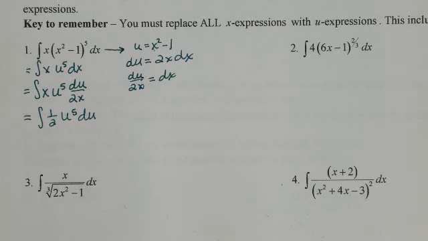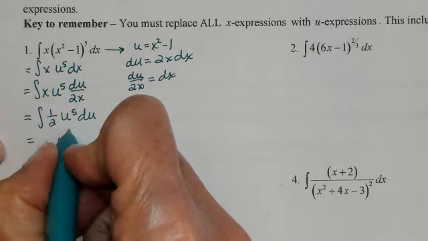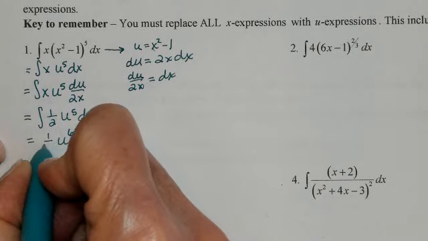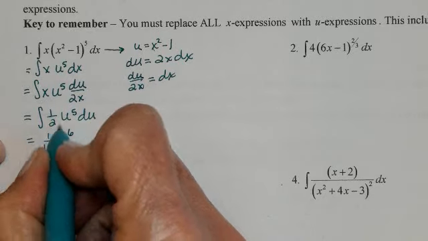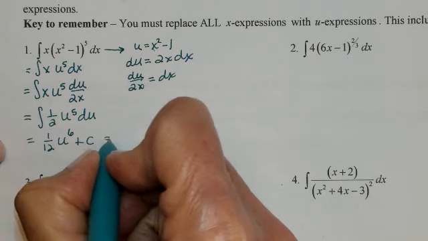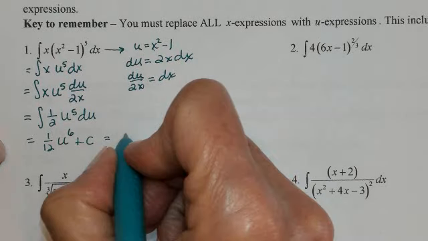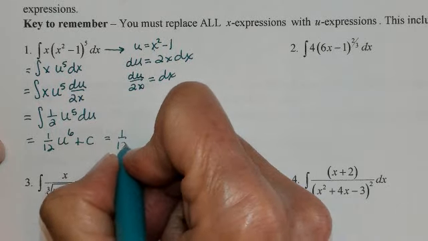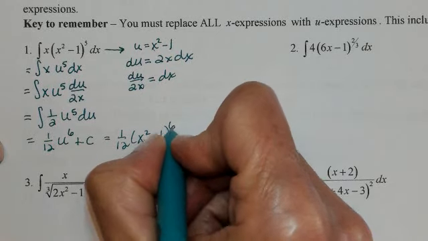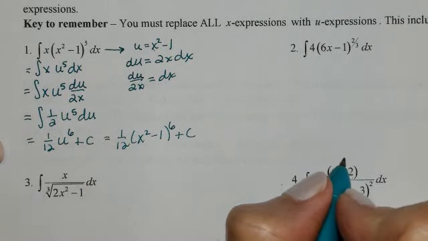Now power rule. So now for the power rule, u to the 6th times 1 over 12. That's 1/2 times 1/6 plus c. And then lastly, go back to x's. So this will be 1/12 times x squared minus 1 to the 6th plus c.